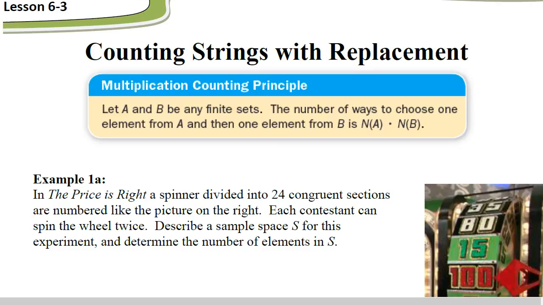So here we're choosing one item and another, as opposed to the addition counting principle, which is looking at selecting an element from one set A or from the other set B. So make sure you don't get these confused. Okay, so let's see how we can use that for this Price is Right example here.